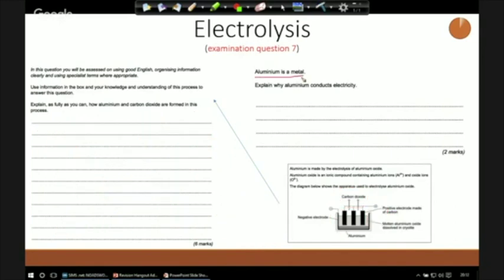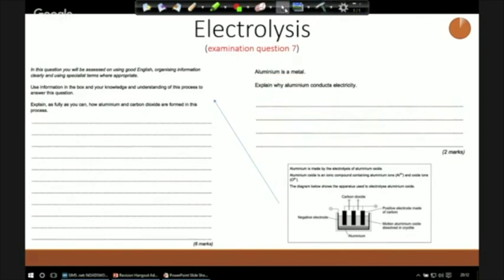For part two, aluminium is a metal. Explain why aluminium conducts electricity. Well, this goes back to metallic bonding. We've got a sea of delocalized electrons. These electrons can move, and if they can move, they can carry charge.